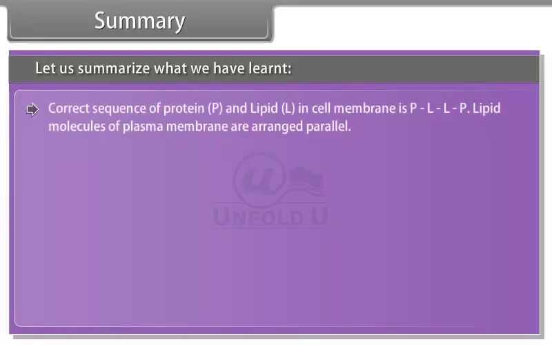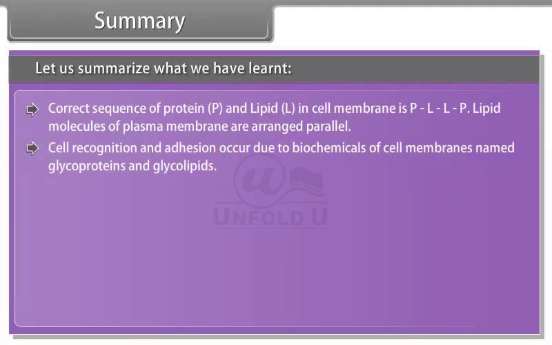Correct sequence of protein P and lipid L in cell membrane is PLLP. Lipid molecules of plasma membrane are arranged parallel. Cell recognition and adhesion occur due to biochemicals of cell membranes named glycoproteins and glycolipids. 2 animal cells are interconnected by desmosome.